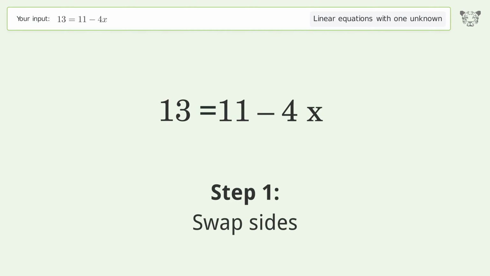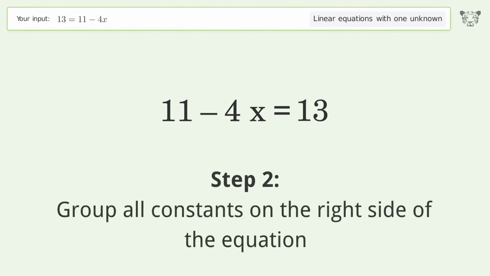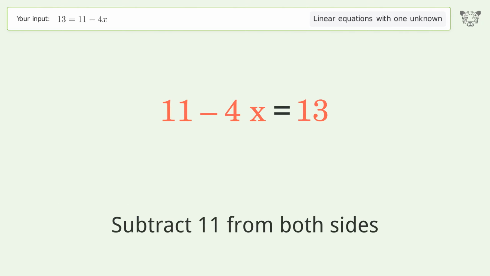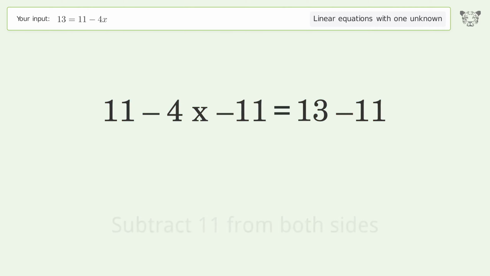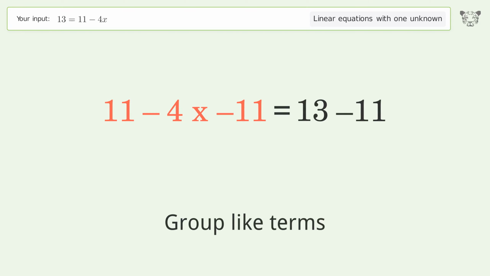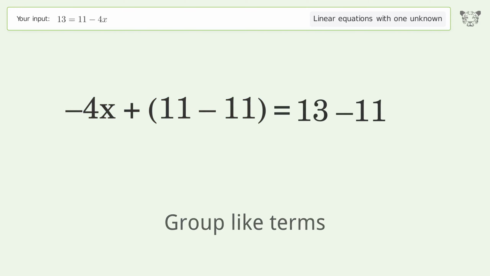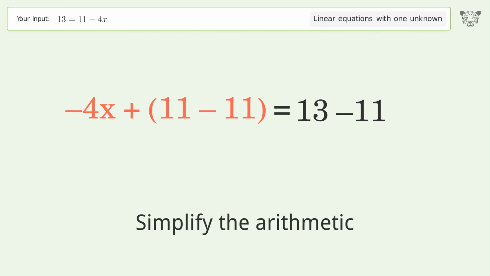Swap sides. Group all constants on the right side of the equation. Subtract 11 from both sides. Group like terms. Simplify the arithmetic.